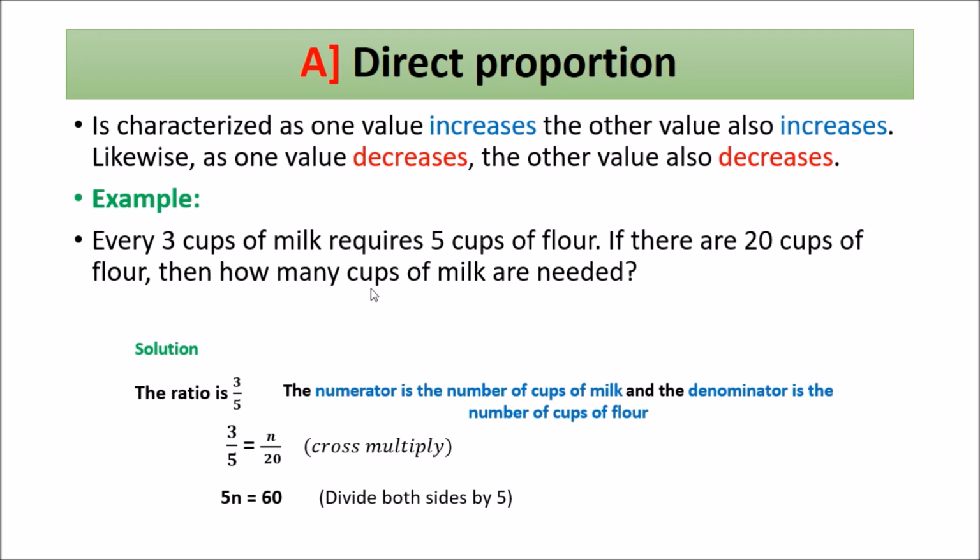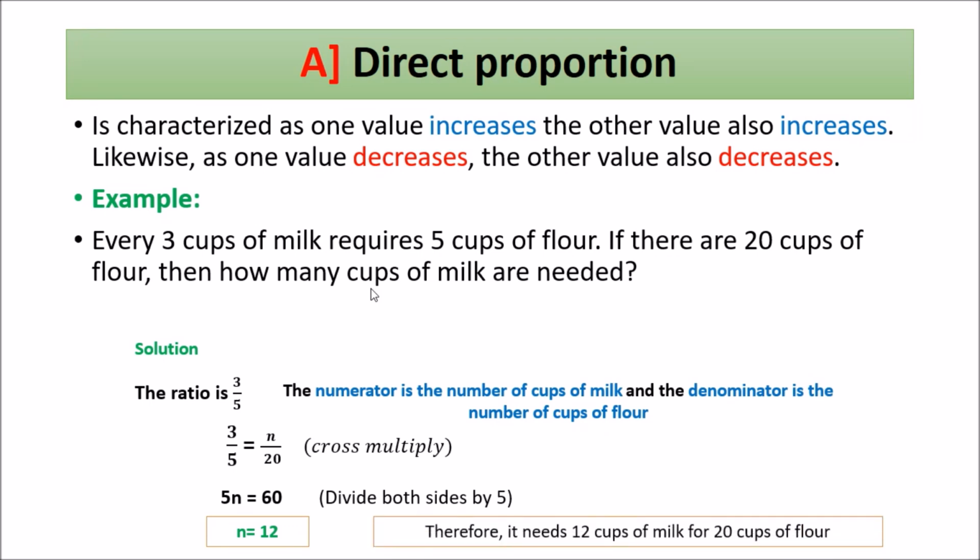Alright? So next step is to isolate n. How to do that? Simply we just divide both sides by 5, and that will give us n equals 12. So therefore, it needs 12 cups of milk for 20 cups of flour. And that is our final answer.